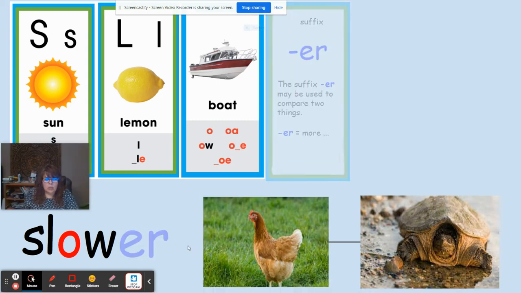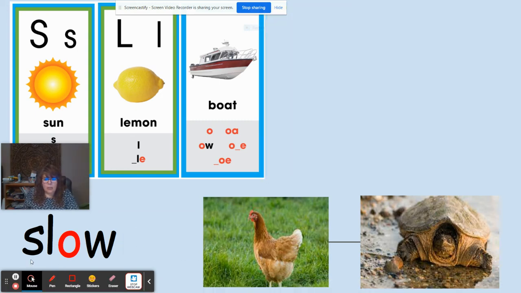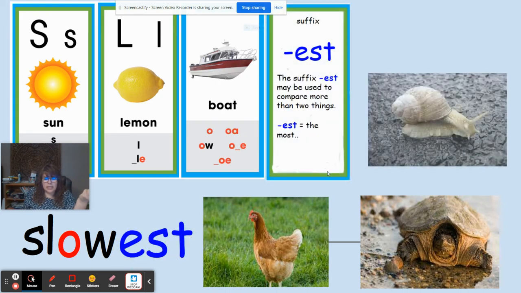Okay, so I'm going to take away the suffix er, and we have the base word slow again, because that's the root word. That's the main word. Now we want to use the suffix est, the most slow, which means that we compare three or more. So slowest is when it is the most slow. So a snail is the slowest from all three. So it is the slowest.